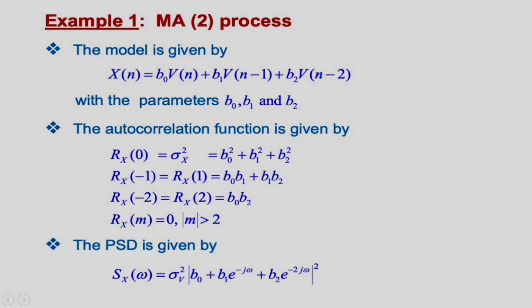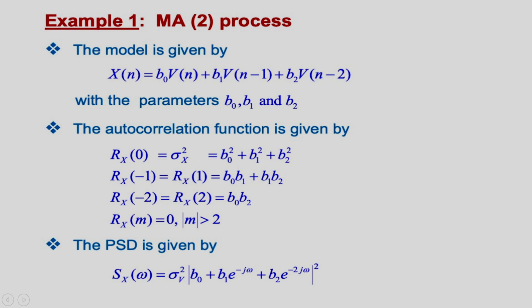We know the formula for autocorrelation function of a moving average process. So, we will get Rx(0) equal to sigma x square equal to b0 square plus b1 square plus b2 square. Rx(minus 1), that will also be equal to Rx(1), now if we put our formula here, we will get Rx(1) equal to b0 into b1 plus b1 into b2. Similarly, Rx(minus 2) equal to Rx(2) equal to b0 into b2. These are the non-zero autocorrelation values, and Rx(m) will be equal to 0 for m greater than 2.